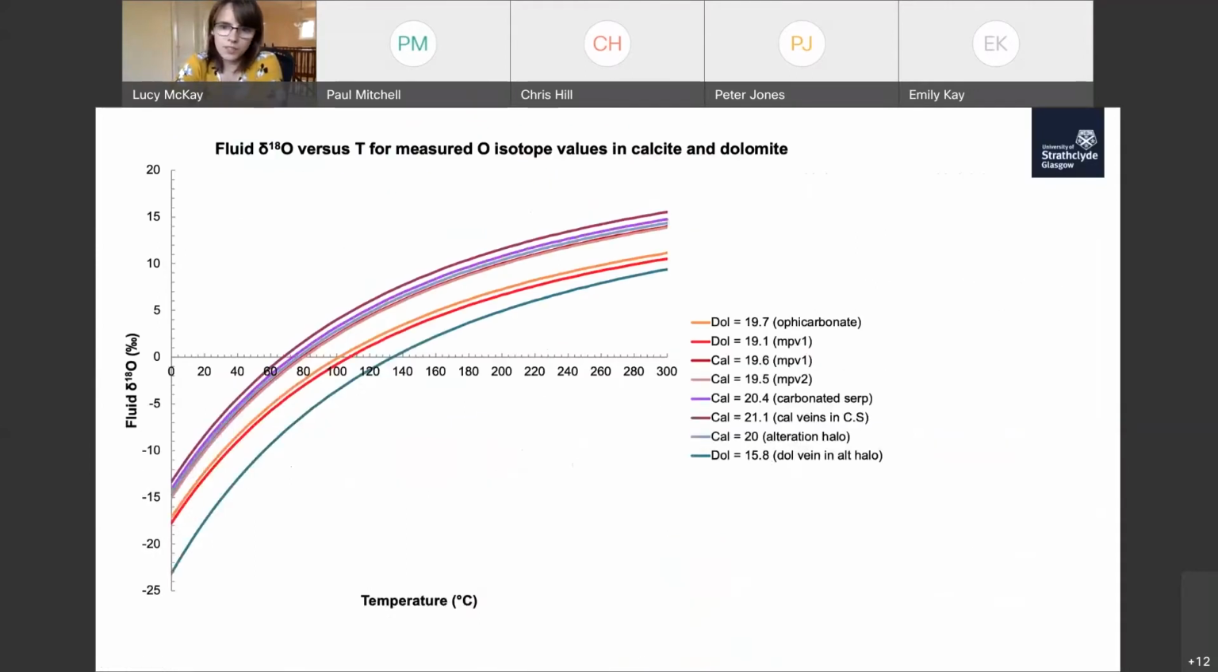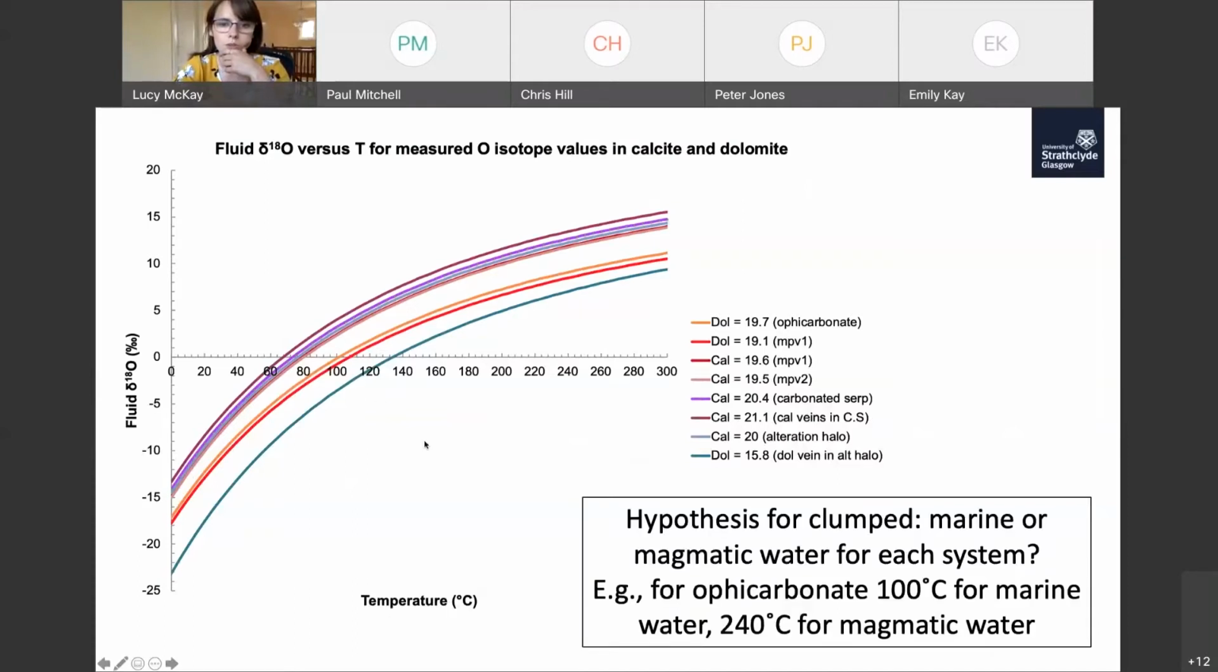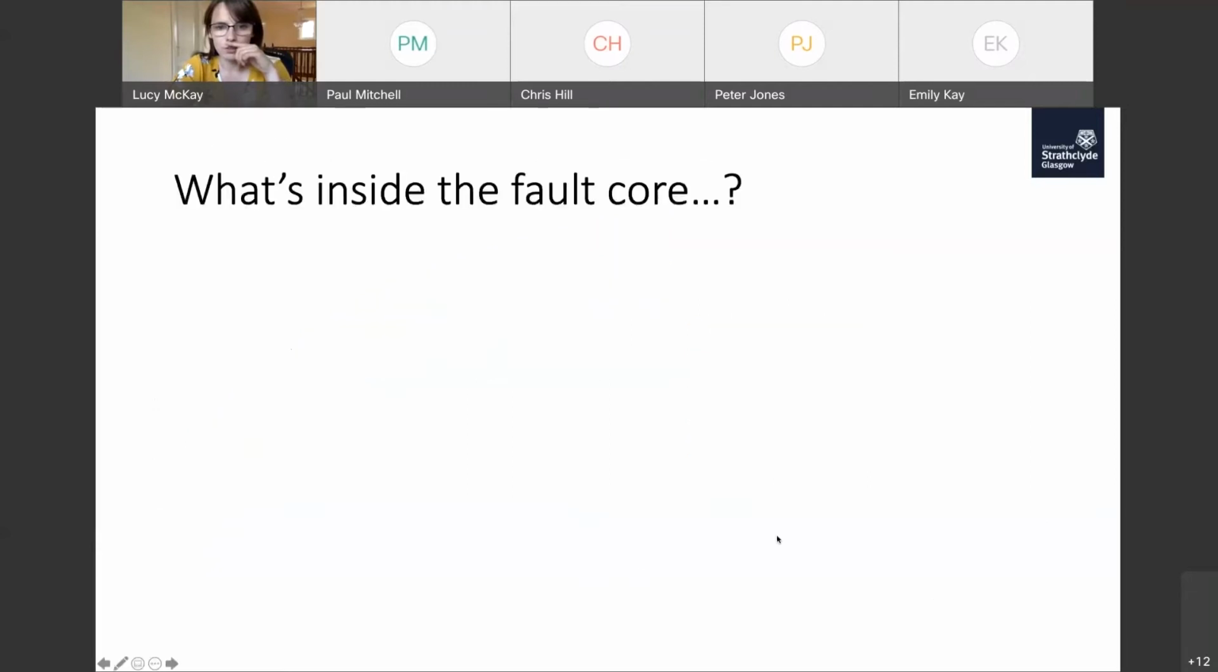I'm just going to skip this slide, but you can basically indicate which temperature your fluids formed at using the delta 18O. So for the ophicarbonate, if you assume it's a marine fluid, you're looking at about 100 degrees C, and for the magmatic carbonated serpentinite, you're looking at a temperature of about 240. So all that indicates a hydrothermal environment. So now going on to the fault core.